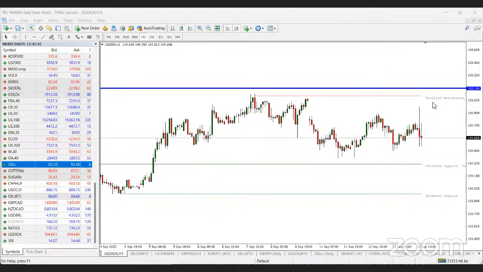So since we understand that this data is good for the dollar, there's a high chance that if you're trading dollar index, you want to buy at a support. If you're trading Euro USD, you want to sell at a resistance. If you're trading GBP USD, you want to sell at a resistance. If you're trading US 100, you want to sell at a resistance. Just like that. You understand?